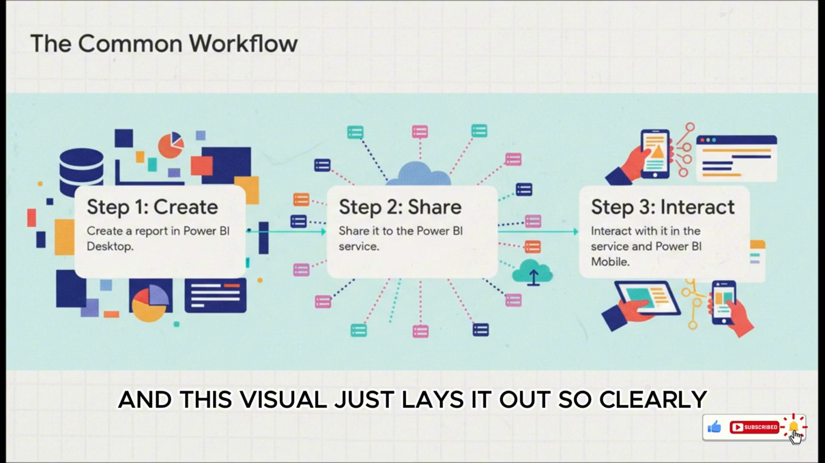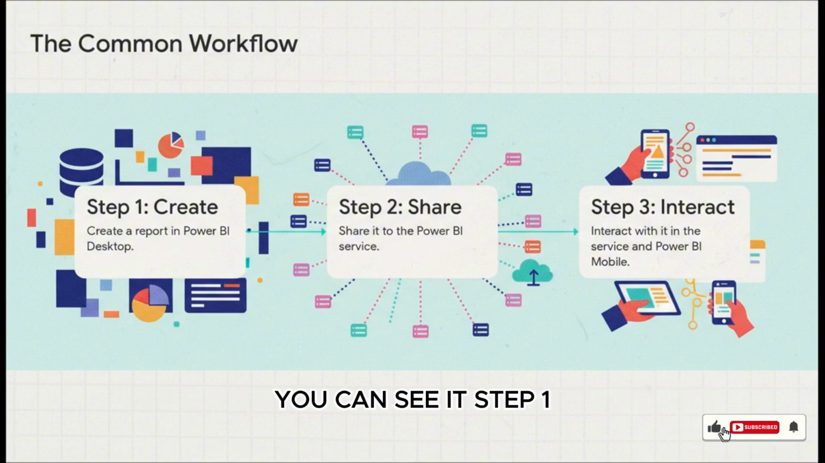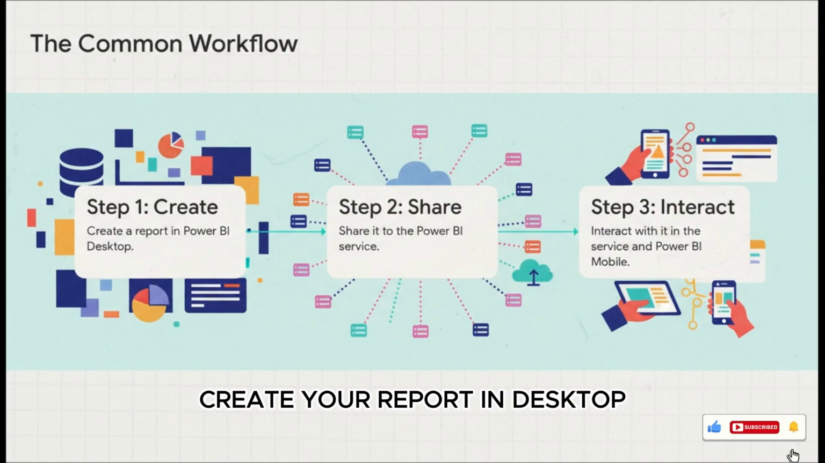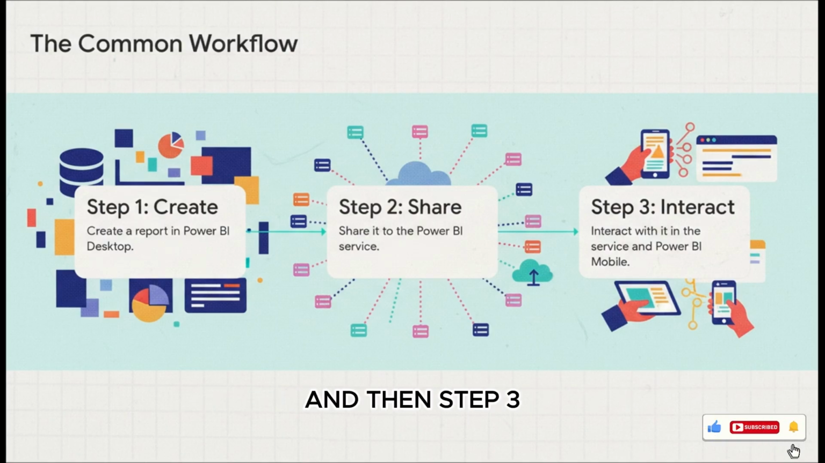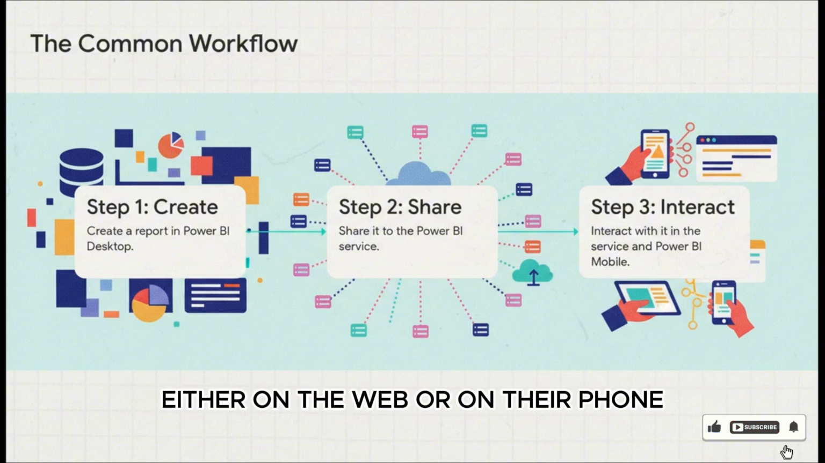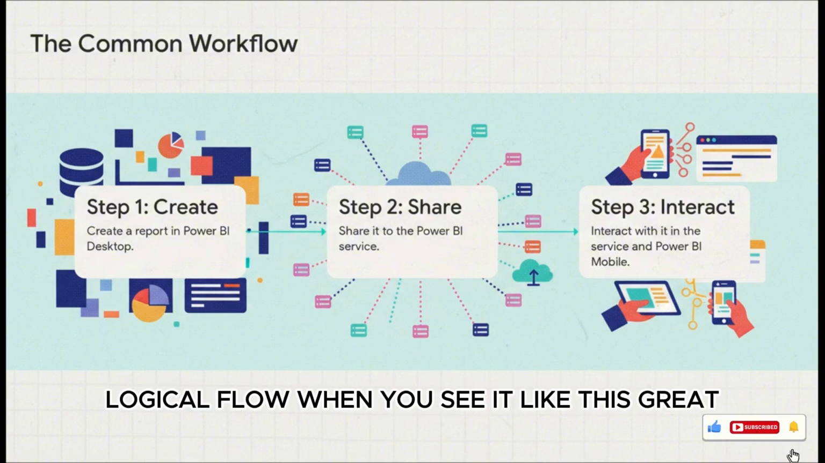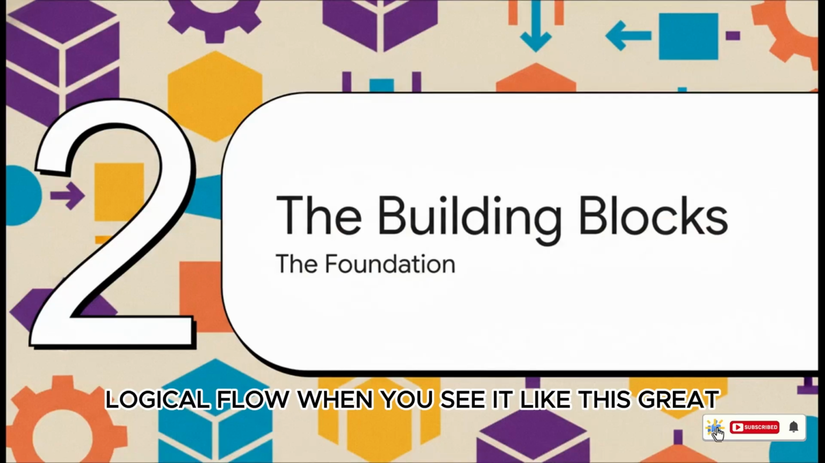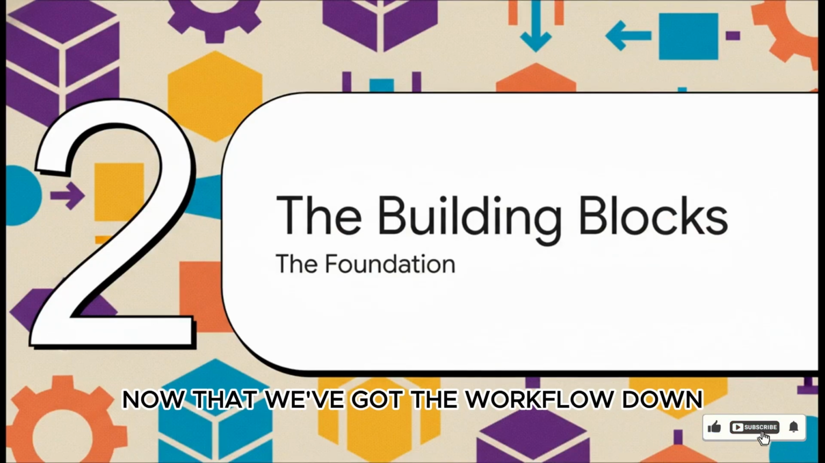And this visual just lays it out so clearly. You can see it. Step 1, create your report in desktop. Step 2, share it to the service. And then, step 3, that's when your audience gets to interact with it either on the web or on their phone. It's a really simple, logical flow when you see it like this. Great, now that we've got the workflow down, let's move on.